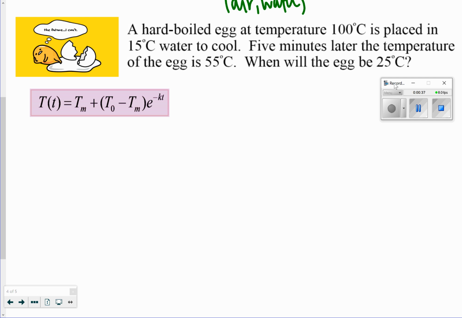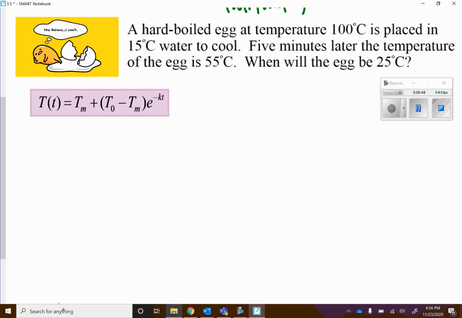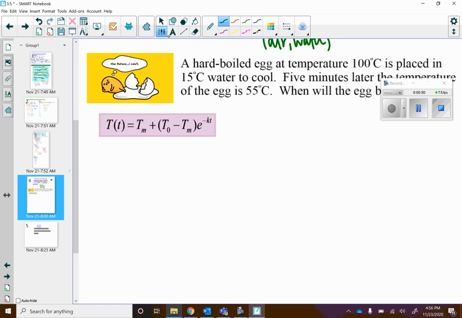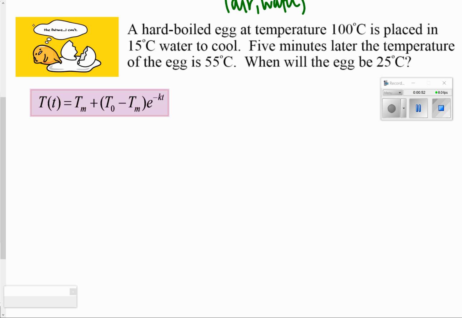So we have to start by identifying the things we know. It says a hard-boiled egg at temperature 100 degrees Celsius. So that's our initial temperature of the egg, T sub 0. T sub 0 is 100 degrees Celsius. And then it is placed in 15 degrees Celsius water to cool. That's the medium it's being placed in, so that would be T sub m, 15 degrees Celsius.